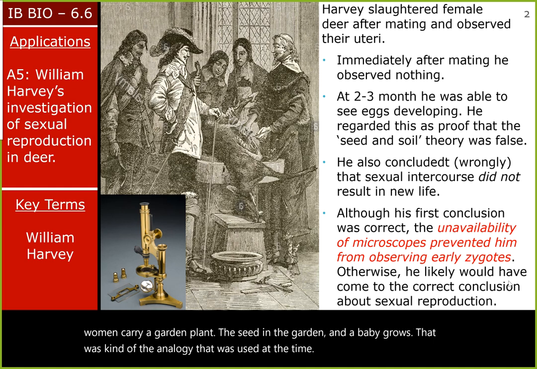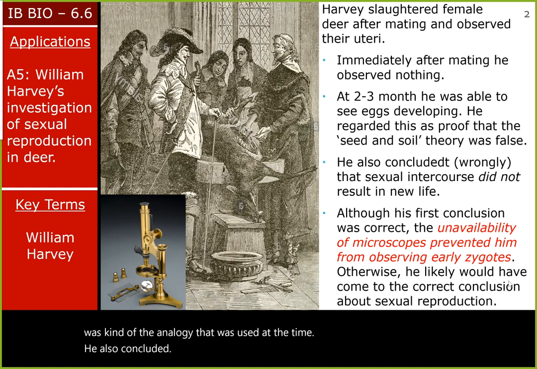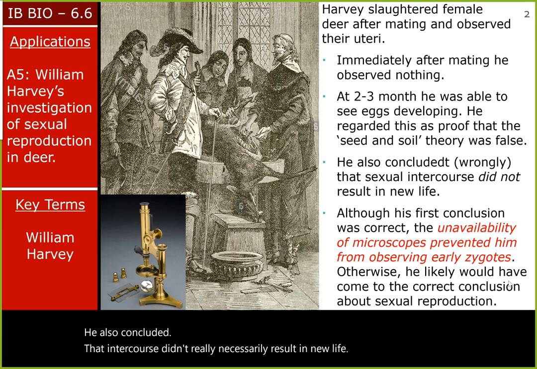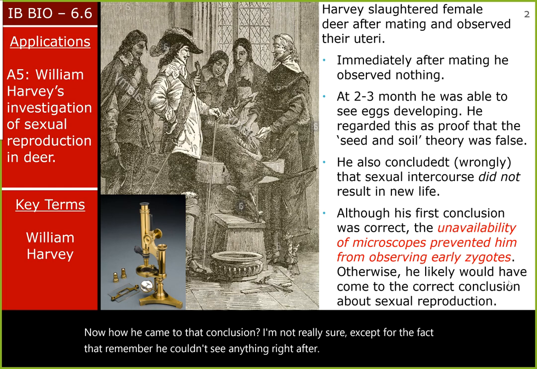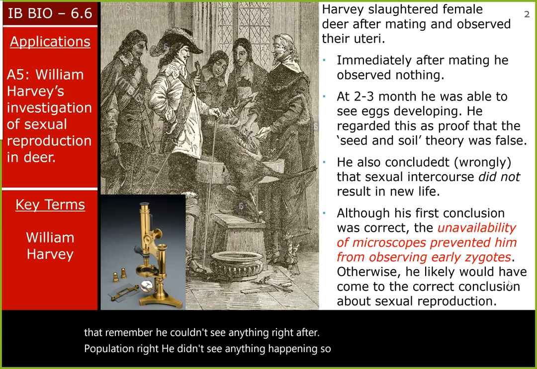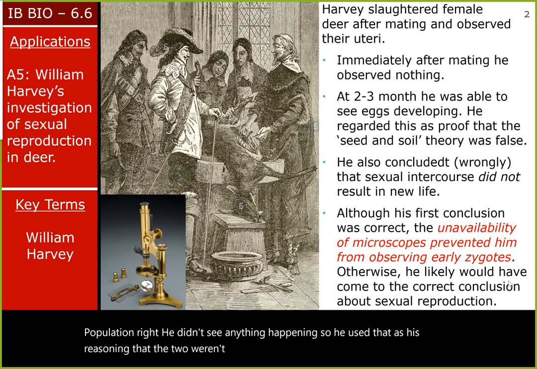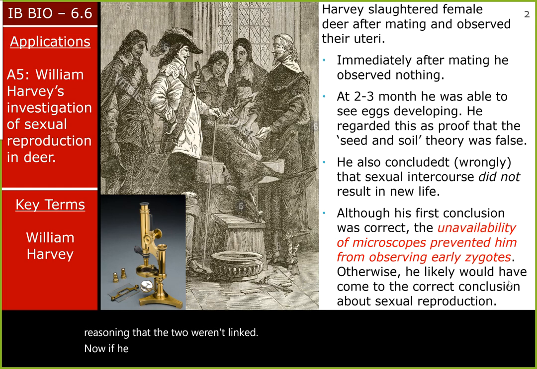He also concluded wrongly that intercourse didn't really necessarily result in new life. Now, how he came to that conclusion, I'm not really sure, except for the fact that, remember, he couldn't see anything right after copulation, right? He didn't see anything happening. So he used that as his reasoning that the two weren't linked. Now, if he had had access to microscopes where he could see smaller cells, he could see the follicle early on, his conclusion might have been different.